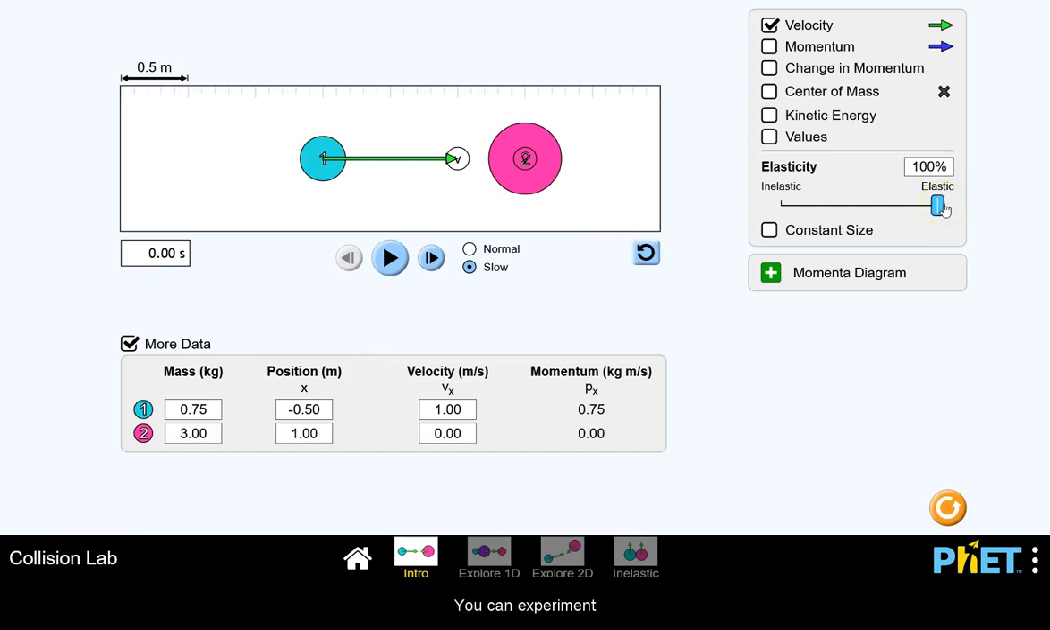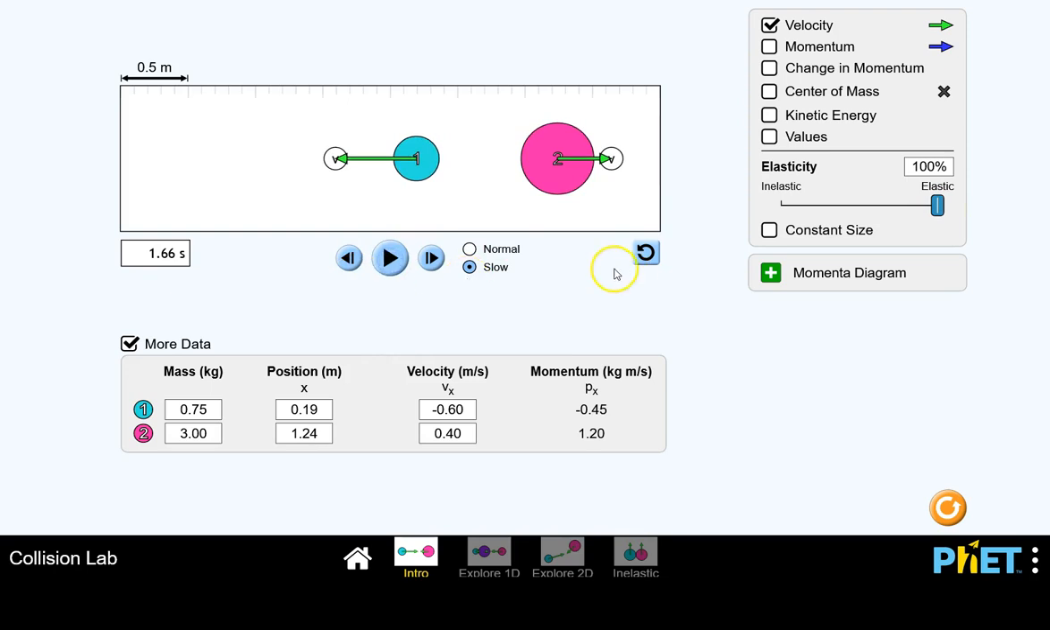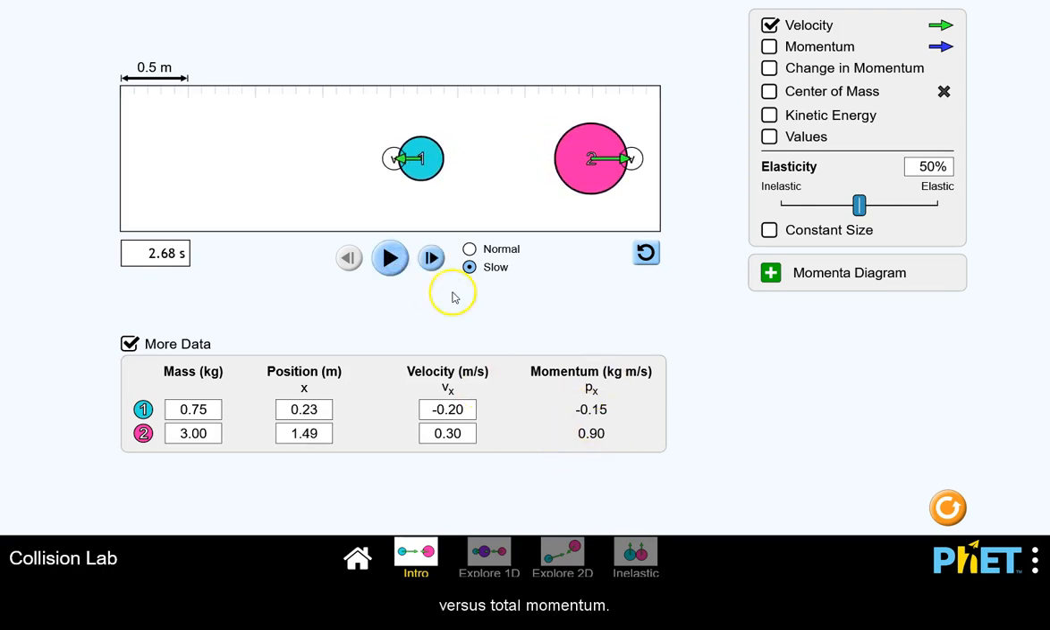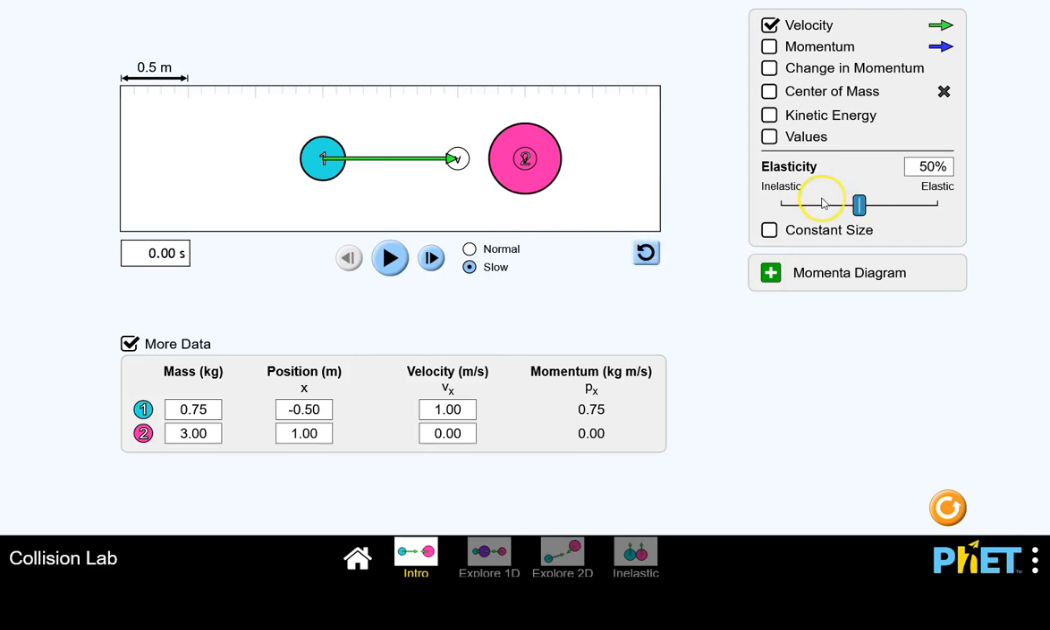You can experiment with the degree of elasticity of the system as to how it affects outcome of velocities versus total momentum. Remember that theoretically, regardless of elasticity, the total momentum of the system will still be conserved.